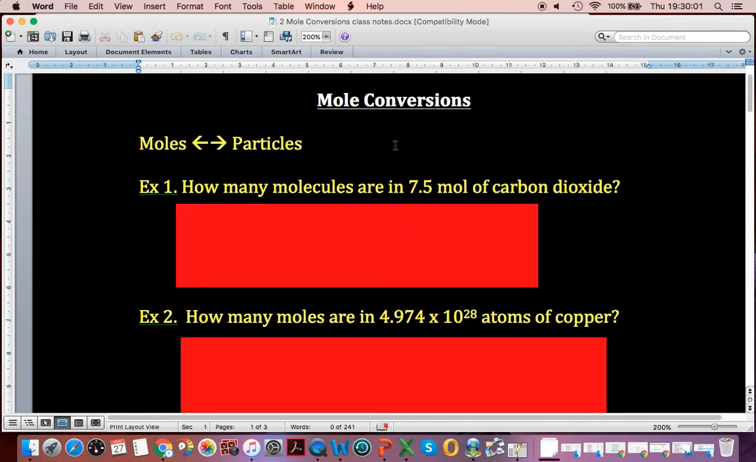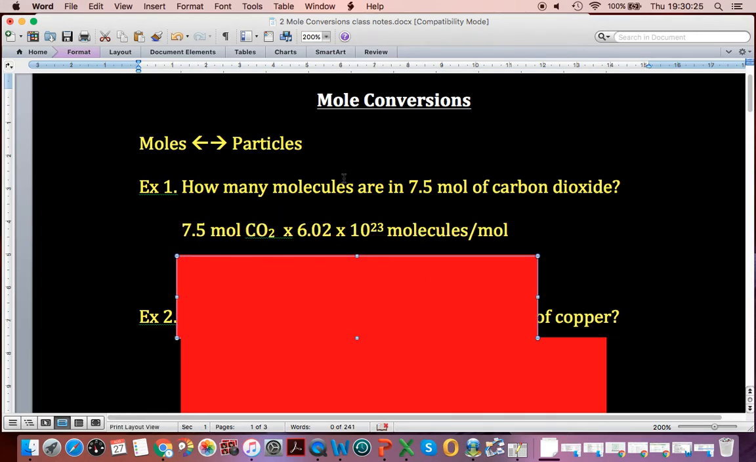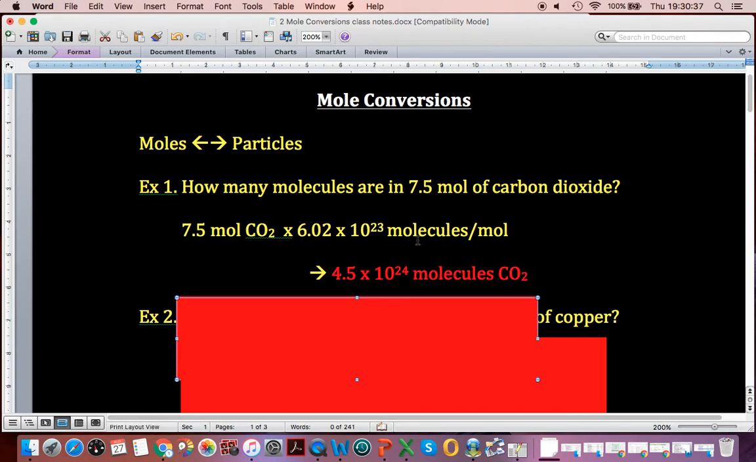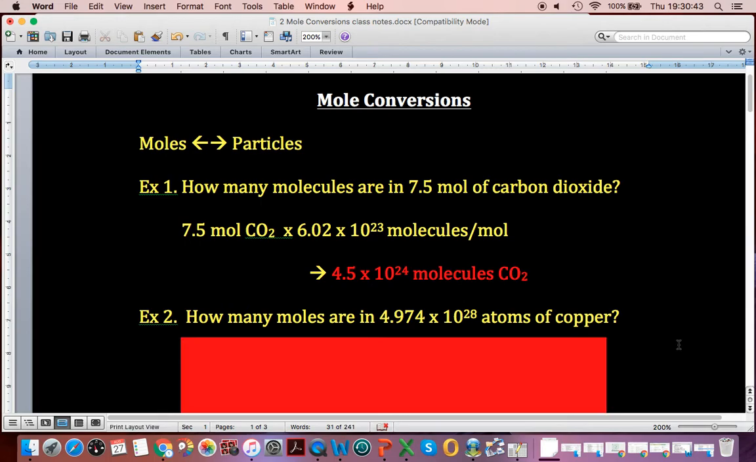We love questions, moles to particles, because it's a one-step deal. Here's our molecules, happens to be of CO2, 7.5 moles. And we want to know how many particles. Well, first thing we should know is it doesn't matter the identity of the particles. If 7.5 moles of lead, 7.5 moles of water, 7.5 moles of carbon dioxide will all have the same number of particles. So we take that 7.5 moles CO2, we multiply by Avogadro's number, and we say, hey, we got to get a number bigger than 6.02 times 10 to the 23rd, and we do. 4.5 times 10 to the 24th molecules of CO2.